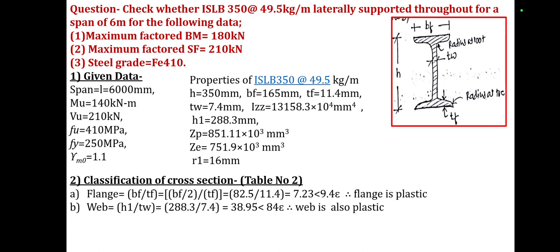Then web of the section, H1 upon Tw. As this value is 38.95, it is less than 84 epsilon. Hence our web is also plastic. As our flange is plastic and web is plastic, therefore our section is plastic, and hence our value of beta b is equal to 1.